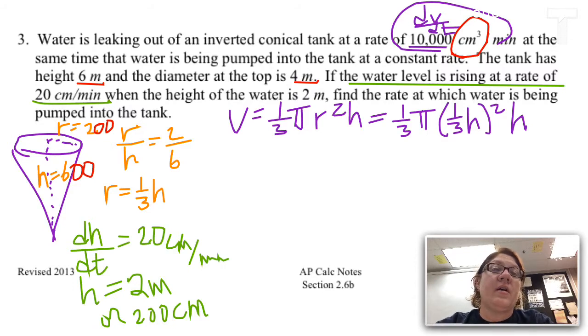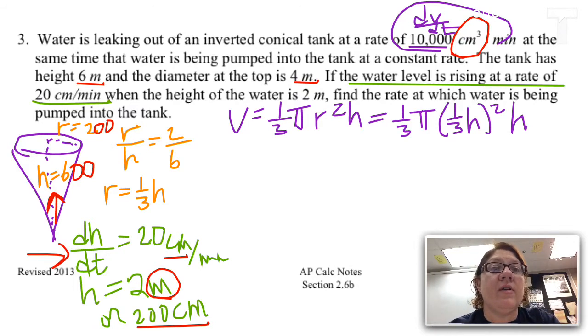Then I can solve for radius because, again, if I'm looking at the water level rising, then I'm talking about that height potentially changing. So I'd like to get it in terms of a single variable. The water level is rising at 20 centimeters, so there's my change in height. That's in centimeters, so that's good, I don't have to make any changes. And find it when the height of the water is 2 meters. Oh, they're trying to trick me again. That's meters, so I have to change it to centimeters.